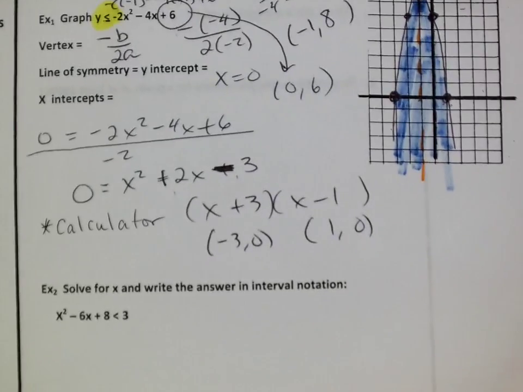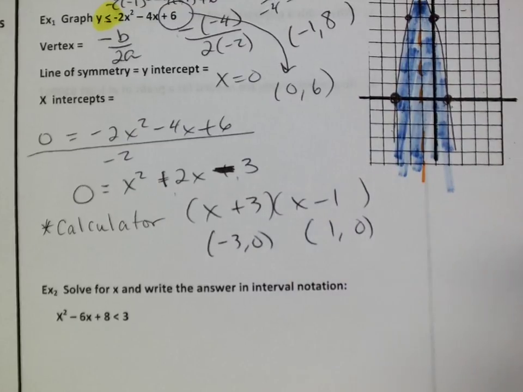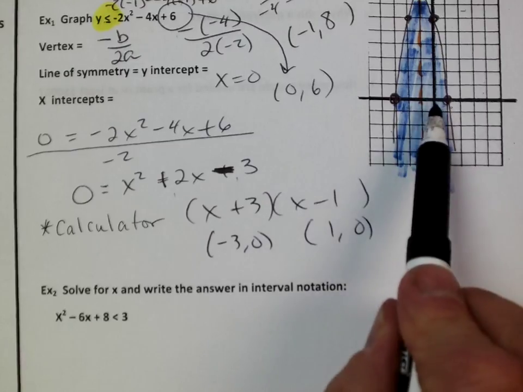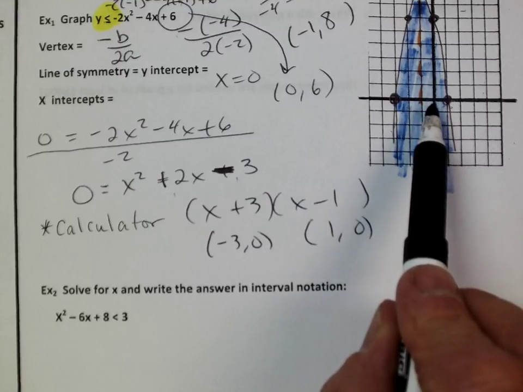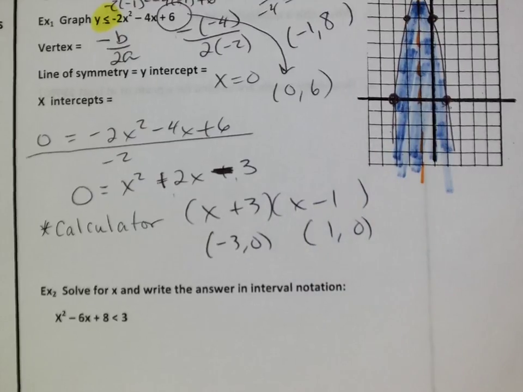I could test a point. To test a point, I could pick any point in that blue region to see if I actually shaded the right region. I can pick any point, but what do you think is the easiest point to test? Not the vertex. What's the easiest point to pick? How about 0, 0? Wouldn't 0, 0 be the easiest point?